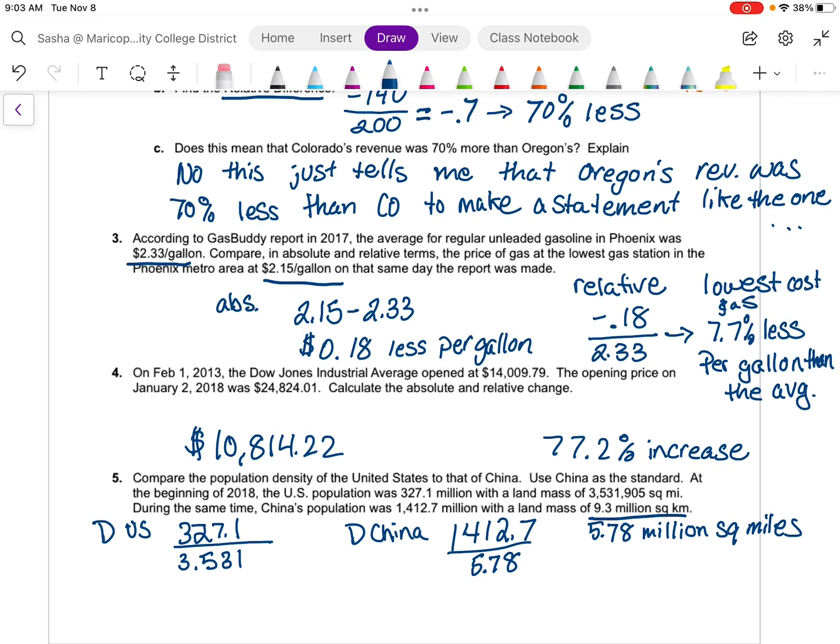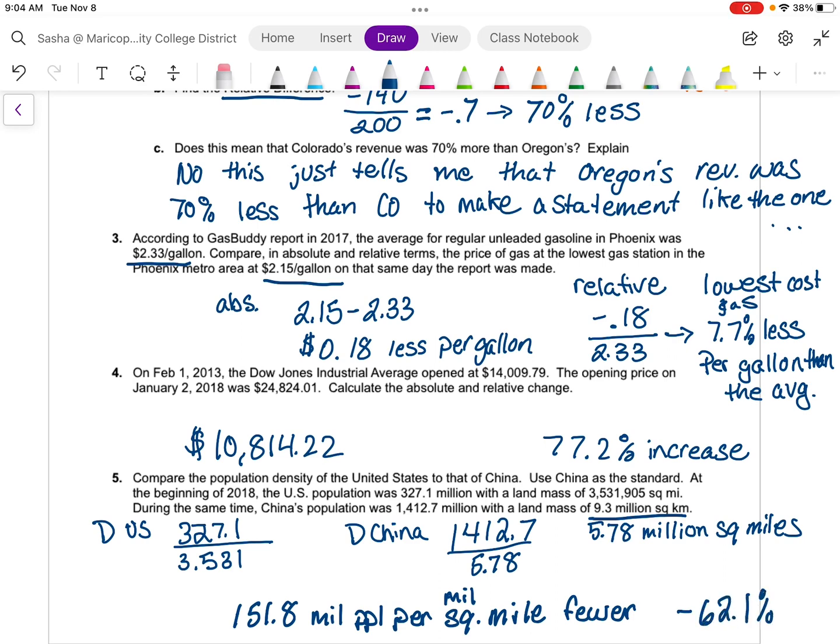If you go through and then do the calculations, which I'm not going to show you again here because they're similar to the previous calculations we've been doing, your absolute difference should come out 151.8 million people per, actually it's per million square mile fewer. So it was a negative value, just as it would be negative 62.1% less. So 62.1% less millions of people per millions of square mile compared to China.